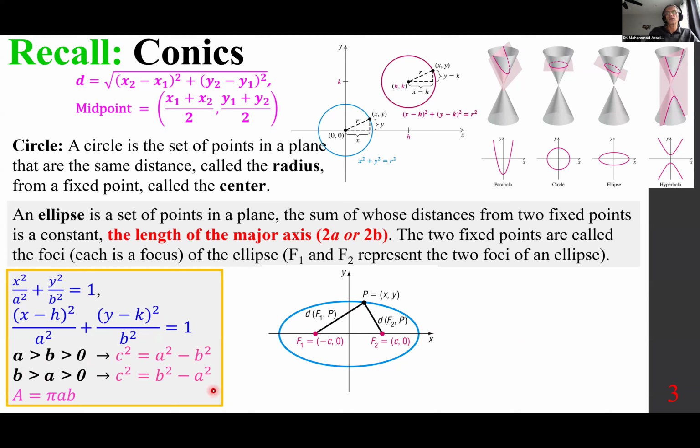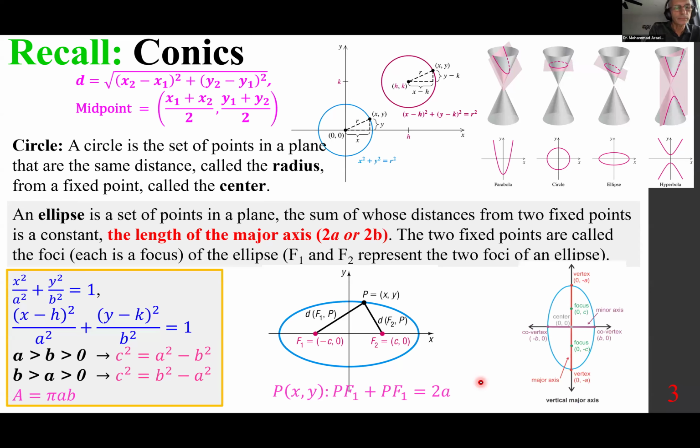The area of a circle is pi r squared. For an ellipse it becomes pi a b, because if a and b are the same, it becomes a circle, and we call it r. So a circle is a special case of an ellipse. Any point on the ellipse with coordinates x and y, connected to the two foci: the distance from P to F1 and the distance from P to F2 add up to 2a.